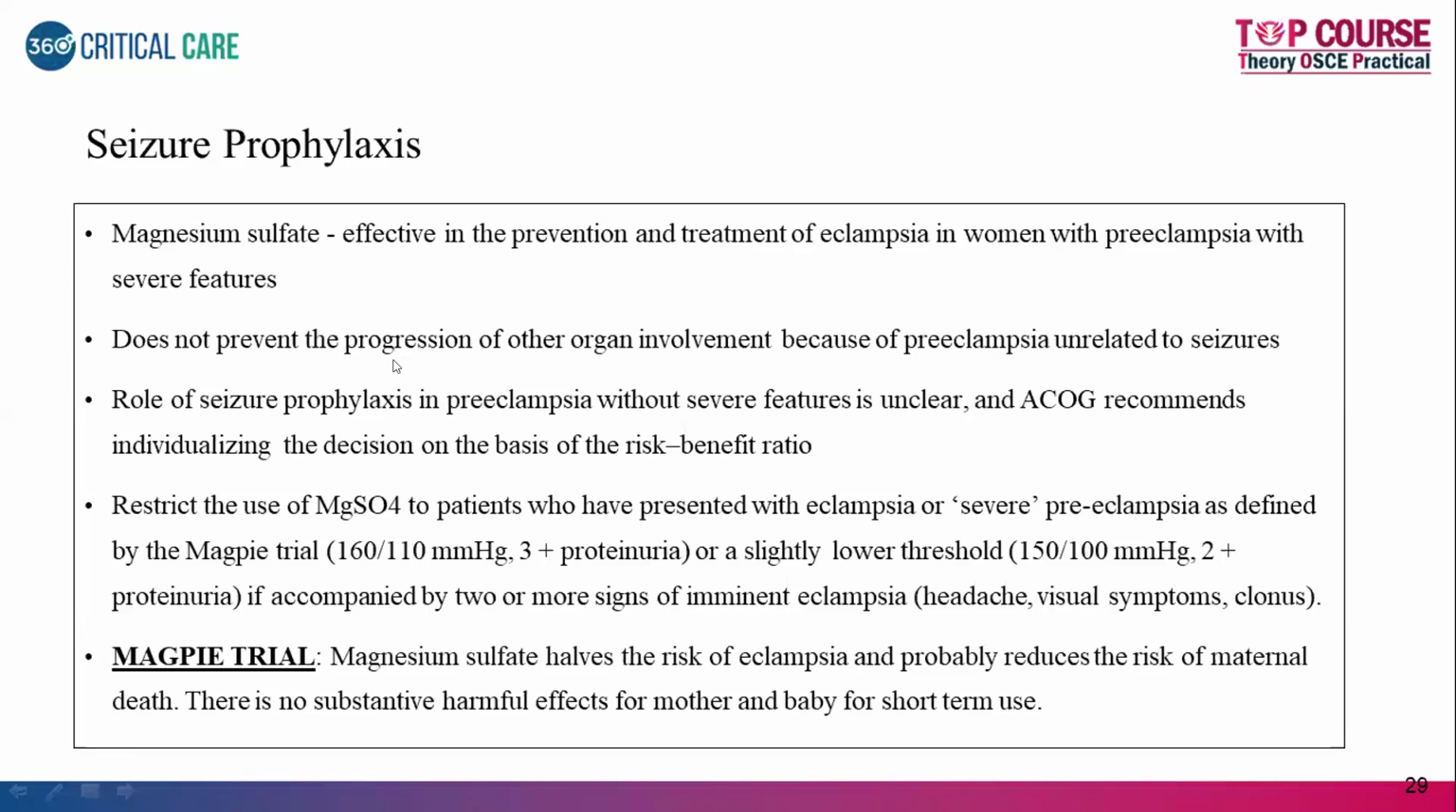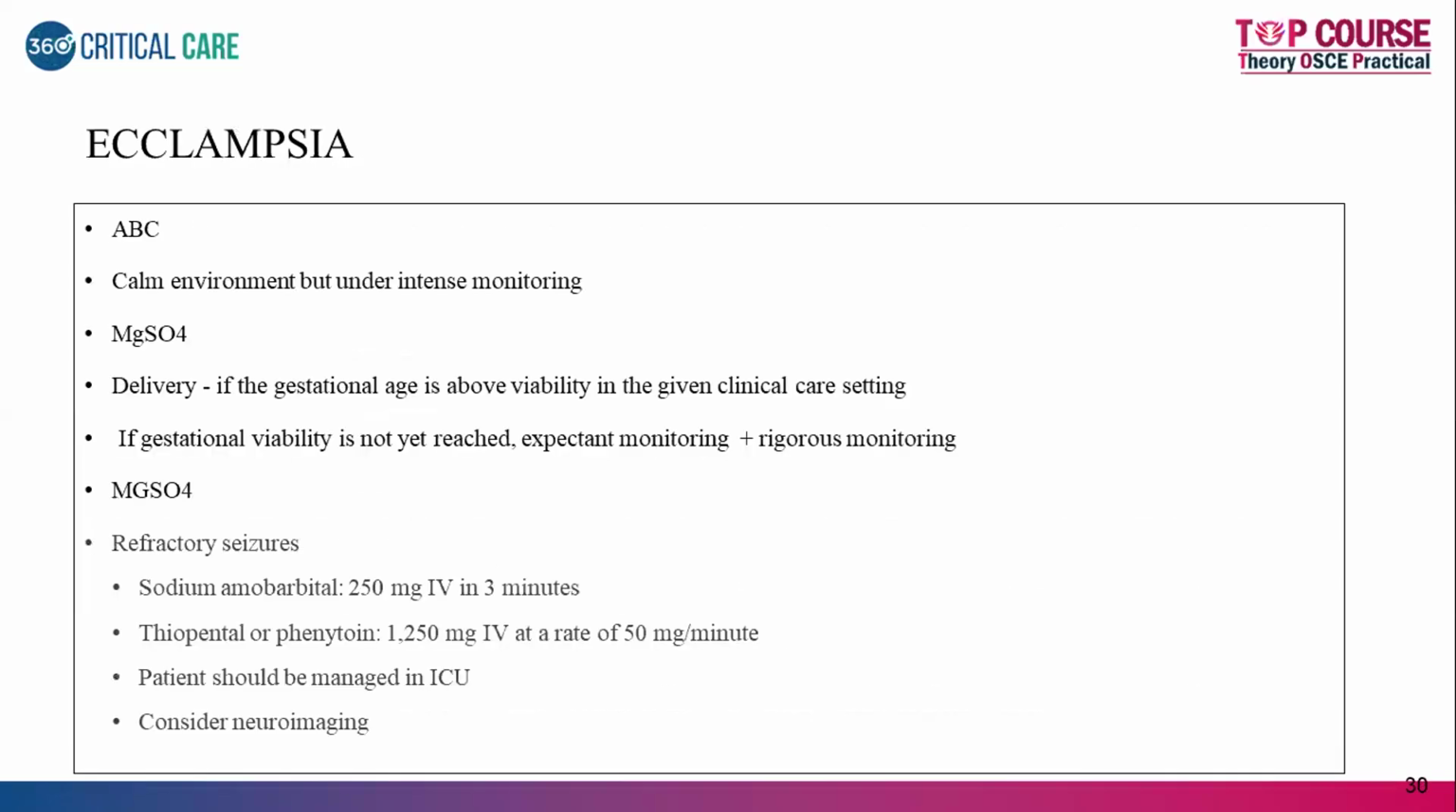The important trial for this is the MAGPIE trial. This is seizure prophylaxis, not treatment; it is prophylaxis in preeclamptic patients. Magnesium sulfate halves the risk of eclampsia and probably reduces the risk of maternal death, if you use it as prophylaxis. There are no substantive harmful effects for mother and baby with short-term use. So if you're using it short-term, yes, you can use magnesium sulfate for prophylaxis. This is the MAGPIE trial for prophylaxis. Just remember it. Then comes eclampsia.